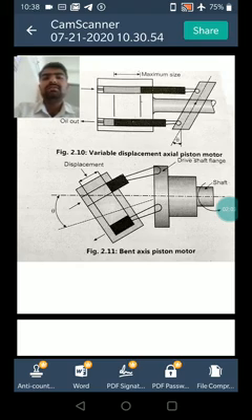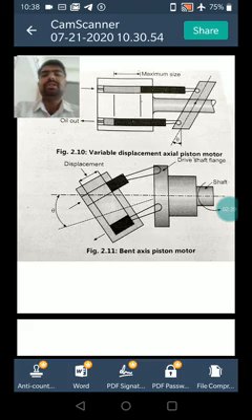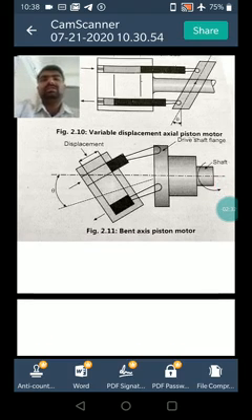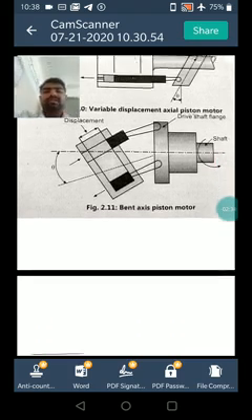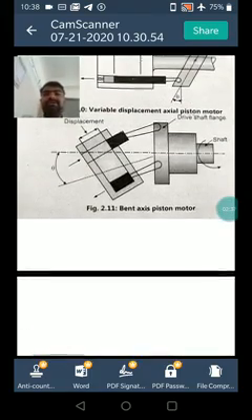Okay, the axial piston motors are available in both fixed and variable displacement modes. The swash plate angle theta determines the amount of displacement and hence the flow rate. Greater the swash plate angle, the higher the flow rate and lower the speed and torque. As shown in the figure, the first is the variable displacement axial piston motor and the second one is the bent axis piston motor. Okay, this is how the working of bent axis and variable displacement motor works.